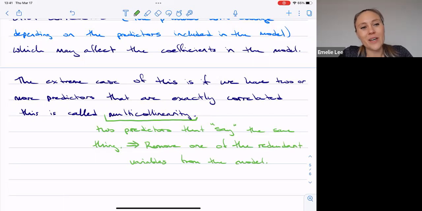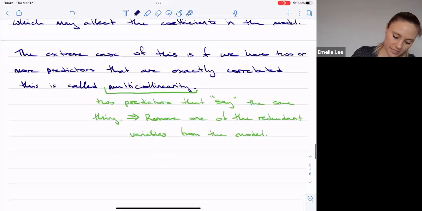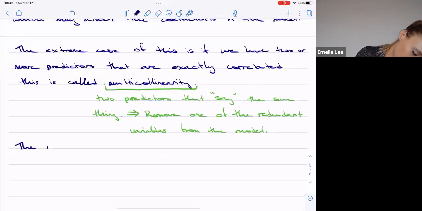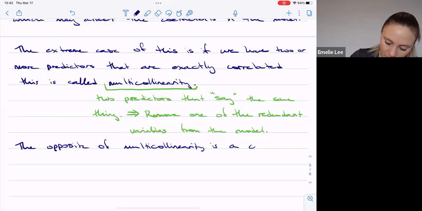Okay. Kind of the opposite of that is if you have some variable that should be in your model but isn't, then that's what we call a confounding variable, right? So a variable that's missing, that you haven't accounted for in your model, but is kind of hiding out in the background, and it is affecting the relationship. So the opposite of multicollinearity is a confounding variable.